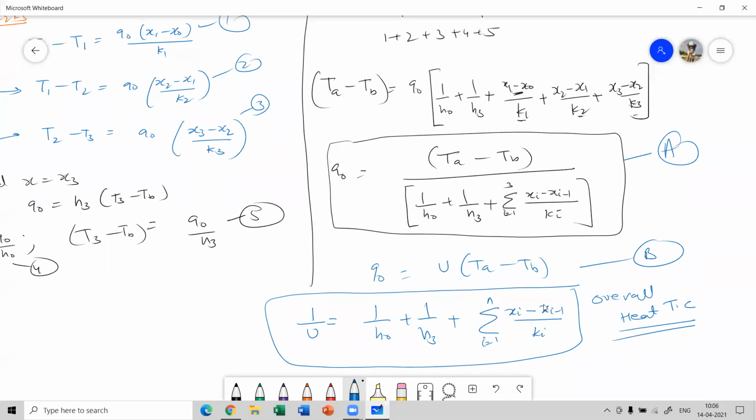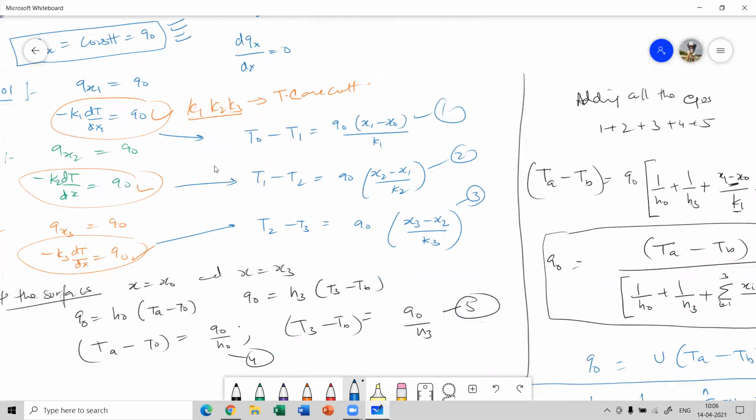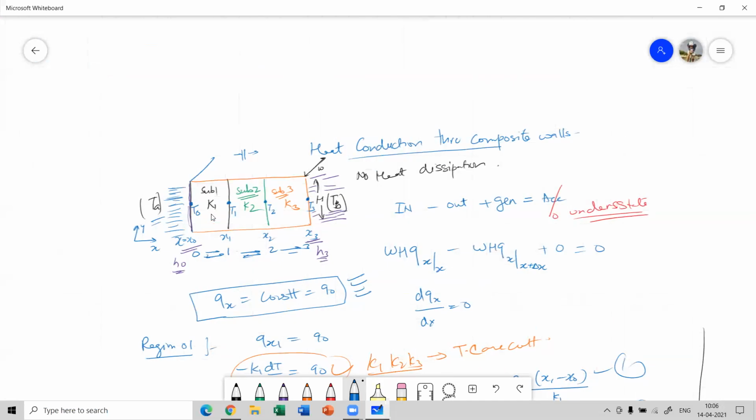So this is how you can calculate the temperature profile as well as calculate your heat transfer coefficient for a composite wall system. Clear? Now let's take another case. This was the case of a rectangular system where we considered a composite wall consisting of 3 different materials. Now let's take another case where we'll perform a similar analysis.